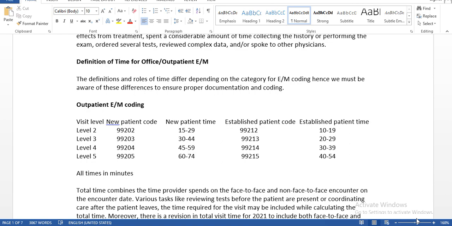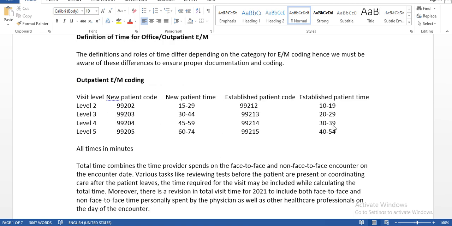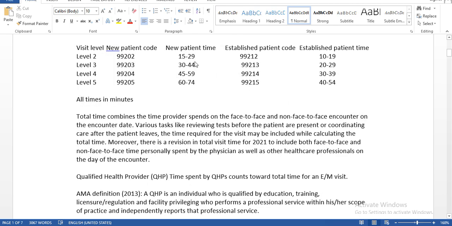Here, if you see this table, we can understand easily. Outpatient E&M coding, visit level: this one is the new patient code, this one is the new patient time, this one is the established patient code, this is the established patient time. So at level 1, see here, new patient has more time, established patient has less time. Do you know why? Basically, if the patient is a new patient, the office staff, reception department or physician needs to spend more time with the patient. That's why the time is high.